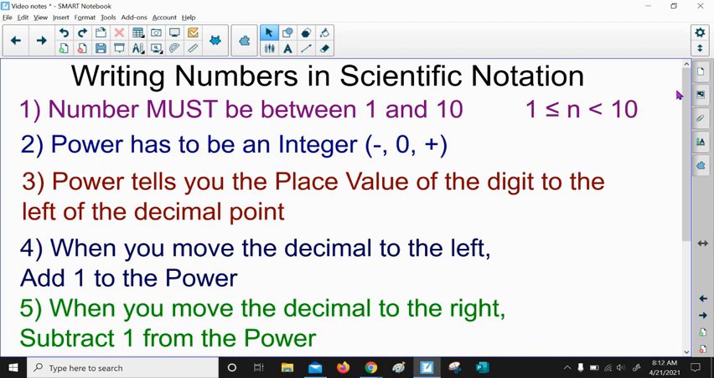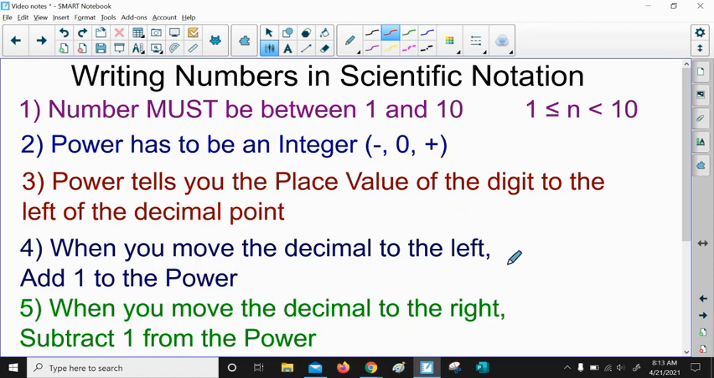So to recap, when you're writing numbers in scientific notation, the number must be between 1 and 10. It can be 1, but it cannot be 10. You're only going to have a digit in the ones place, and then everything else is going to be a decimal or a digit in the decimal positions. Your power has to be an integer, either a negative, 0, or positive integer. It cannot be a decimal. It cannot be a fraction. Your power is going to tell you the place value of the digit to the left of the decimal point.